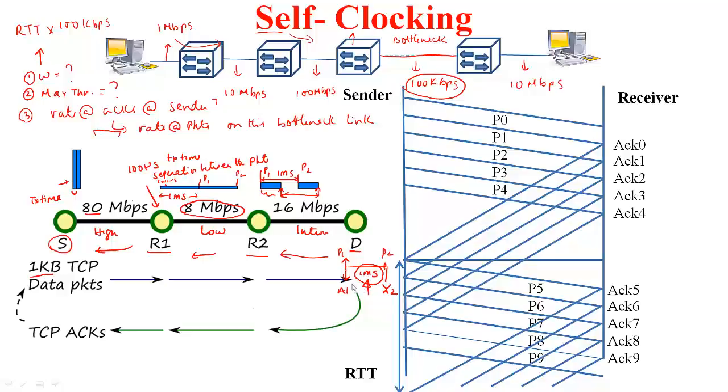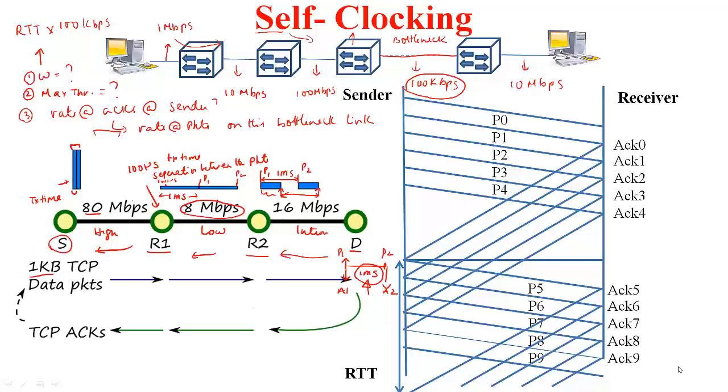That is the separation of the acknowledgements. Basically, the rate at which ACKs are coming to the sender will be the same as the rate at which packets are being sent on this bottleneck link. So if you see, without doing anything really sophisticated, just by sending packets back to back, we have determined what the bottleneck bandwidth is based on the separation of the ACKs.